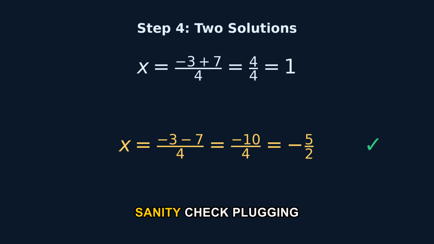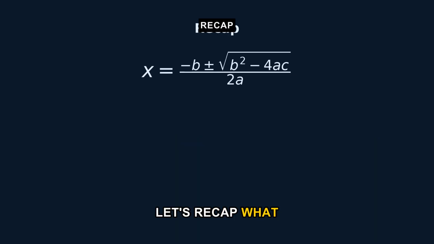Now let's do a quick sanity check. Plugging x equals 1 back into the original equation gives us 2 times 1 squared, plus 3 times 1, minus 5. That's 2 plus 3 minus 5, which equals 0. It checks out perfectly. Let's recap what we just did.